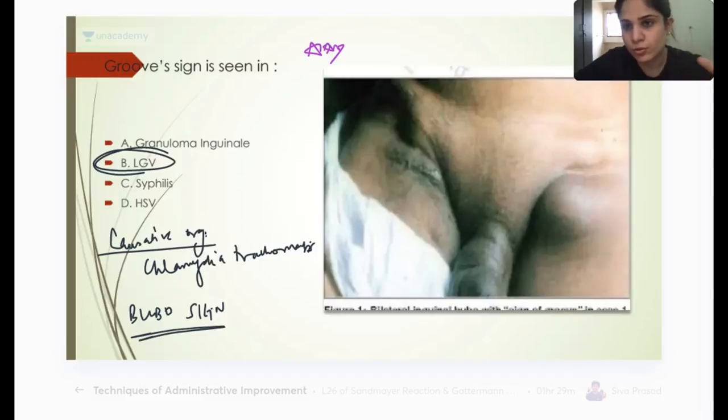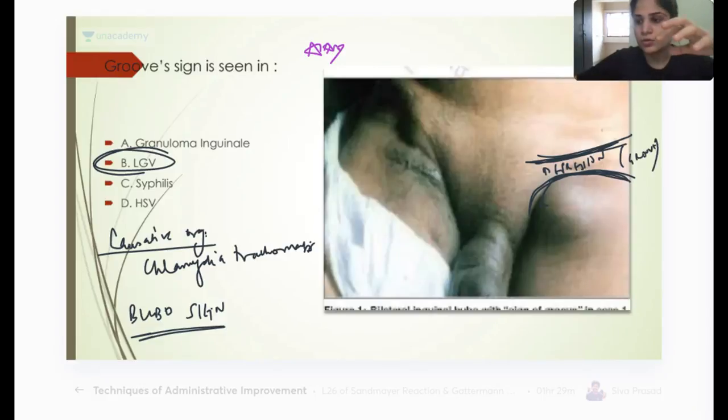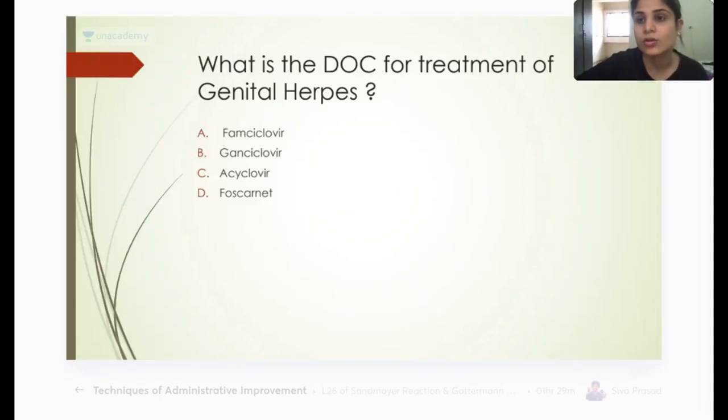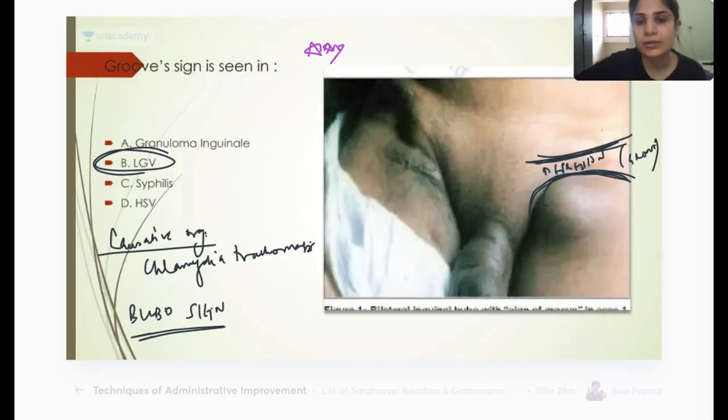You can see two groups of lymph nodes that are enlarged over here. Here you will see your inguinal group of lymph nodes, and here you will see your femoral group of lymph nodes. In between them, there is a depression. So either side the lymph nodes are enlarged, and in between there is a depression. This depression is called a groove, so that is why it is called the groove sign. At the level of the inguinal ligament, you have the depression. So this is your LGV or lymphogranuloma venereum caused by Chlamydia trachomatis.